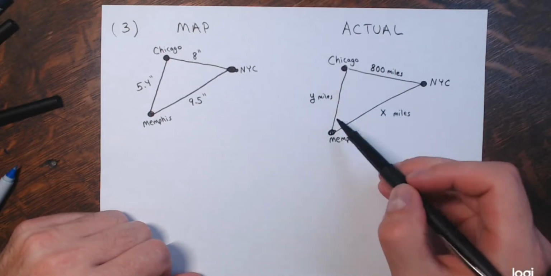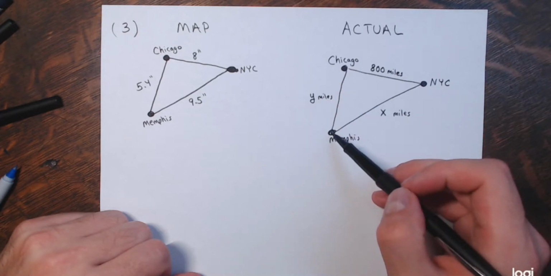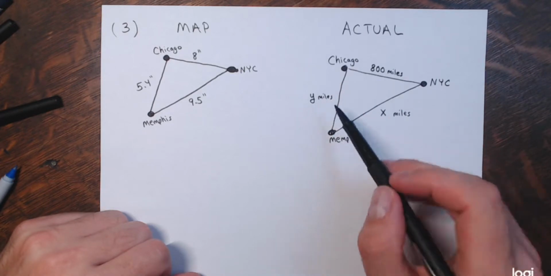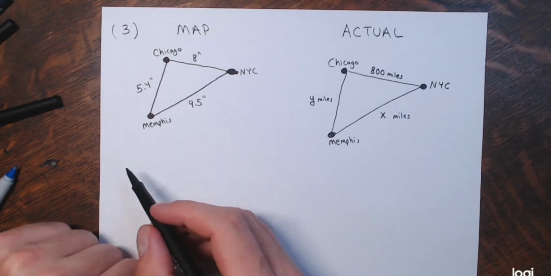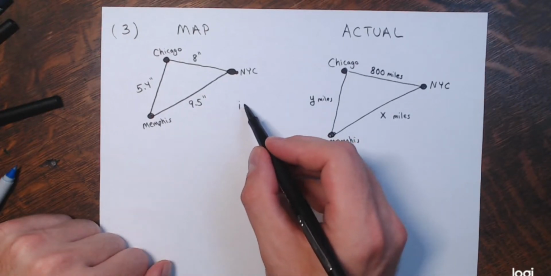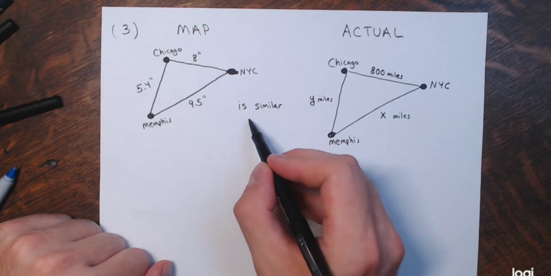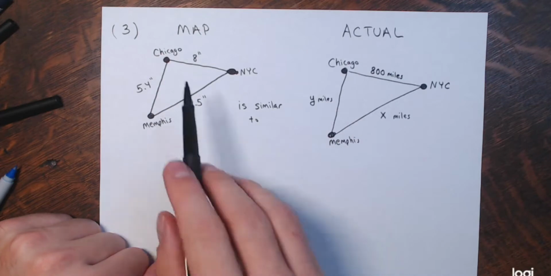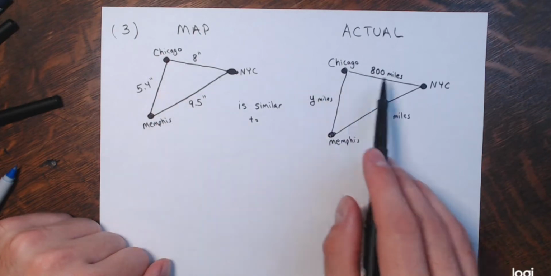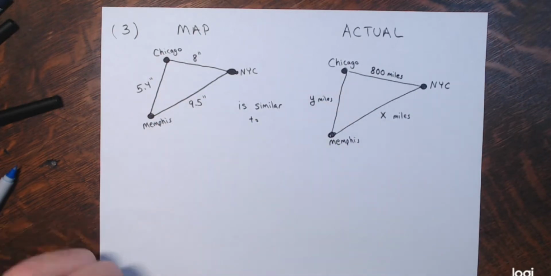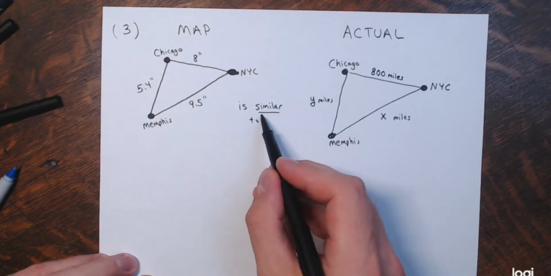And then from Chicago to Memphis, again, I don't know that actual distance, so I'm going to call this Y miles. And these should be similar. This triangle is similar to that triangle because these vertices of the triangle correspond to the same places, right? These should have the same shape, just much different sizes. Inches to miles. Same shape, but much different sizes. But they should be similar figures.